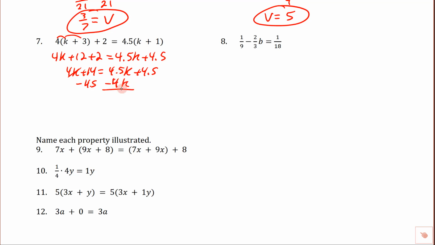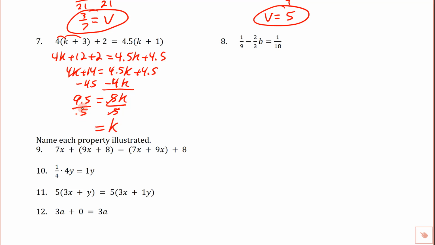I've got 4.5k minus 4k, so that's going to be 0.5k. And then on the other side, we have 14 minus 4.5. That's going to be 9.5. So we'll have 9.5 here. And then we'll go ahead and we'll divide by 0.5 and cancel those off. So we get a k on this side.